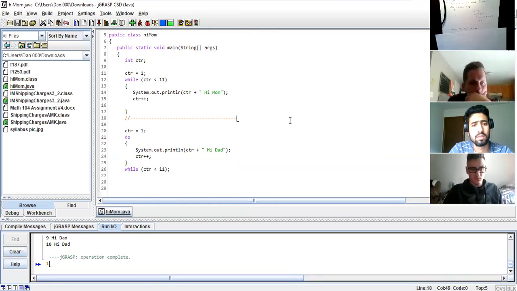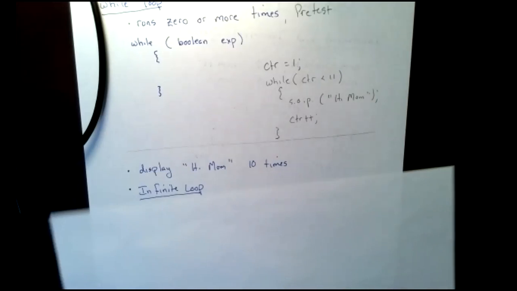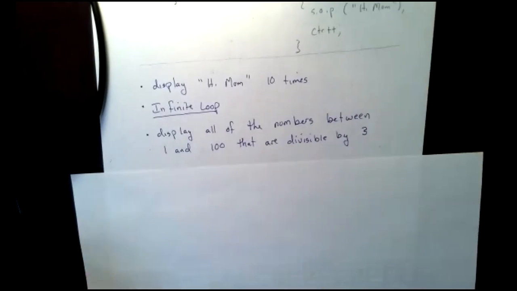All right, so now I want you to write a program. Hopefully it's not going to take too long. I only want you to do it right now with the while loop. What I want you to do, each individual, is write a program that will display all the numbers between 1 and 100 that are divisible by 3. So I want you to display all the numbers between 1 and 100 that are divisible by 3. I'm going to pause the recording.